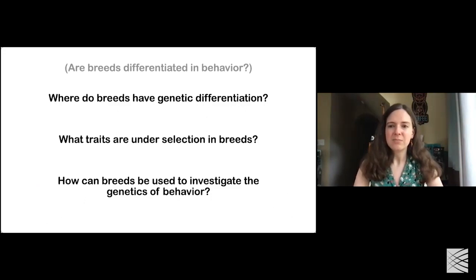And from that, can we find what traits are under selection in breeds? Are they physical traits? Are they these ancient behaviors? How can that genetic differentiation be useful for finding selection? And then finally, how can breeds be used to investigate the genetics of behavior? What asset can these interesting populations serve us when we are looking at their genomics?